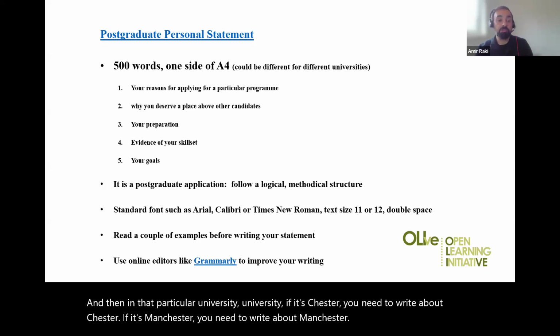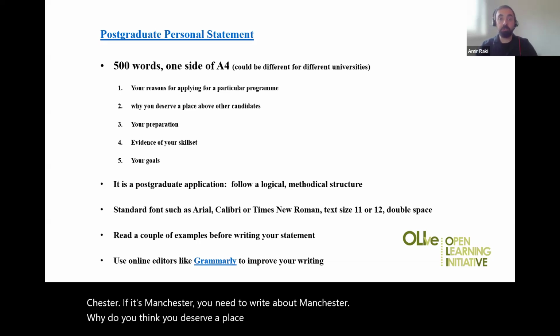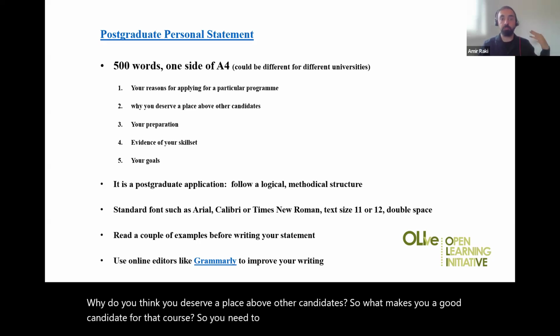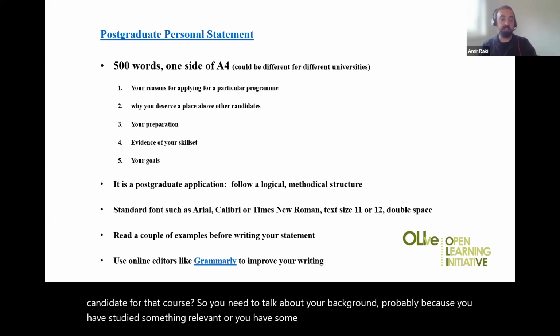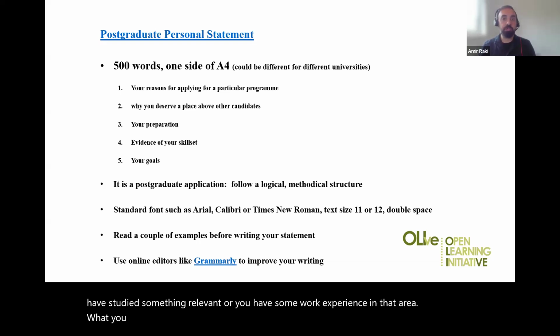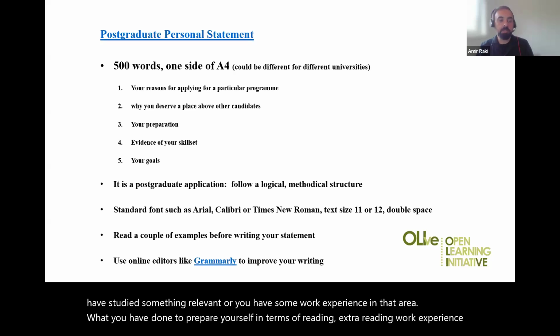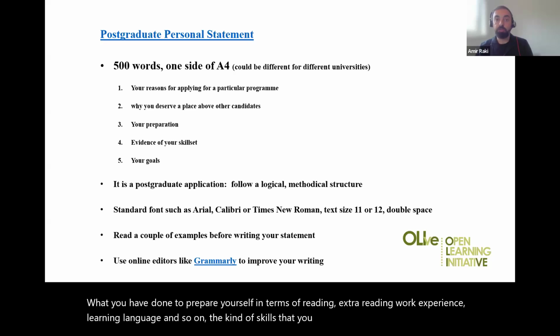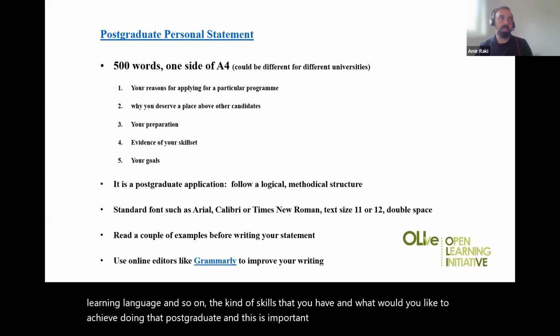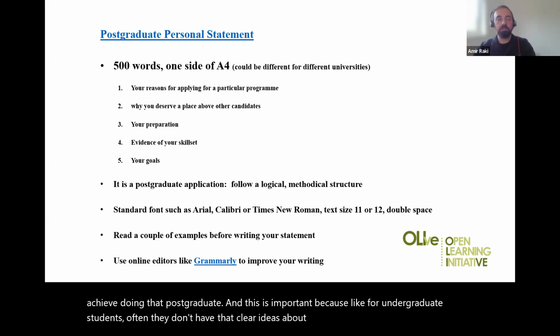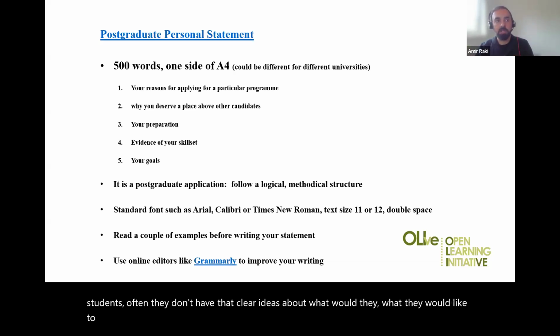Why do you think you deserve a place above other candidates? So what makes you a good candidate for that course? So you need to talk about your background probably, because you studied something relevant or you have some work experience in that area. What you have done to prepare yourself in terms of reading, extra reading, work experience, learning language, and so on, the kind of skills that you have, and what you would like to achieve doing that postgraduate. And this is important because for undergraduate students, often they don't have that clear idea about what they would like to do after graduation.